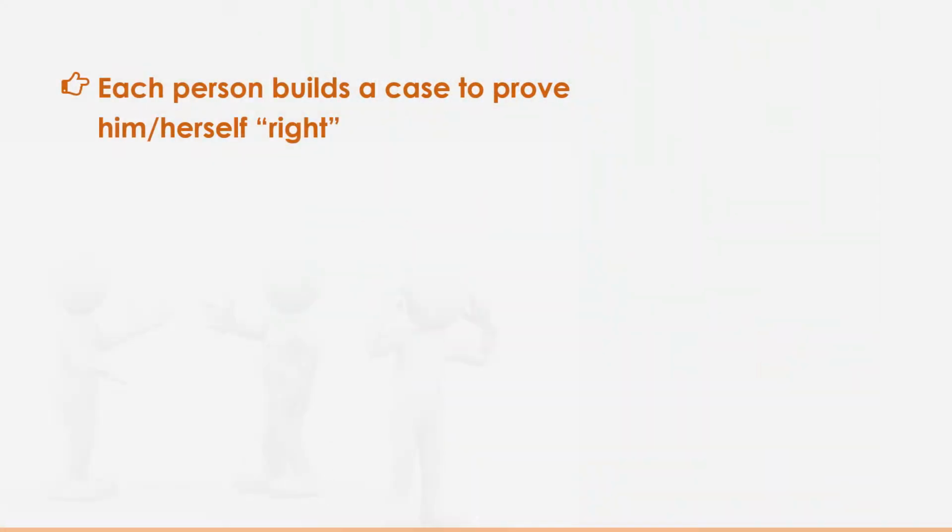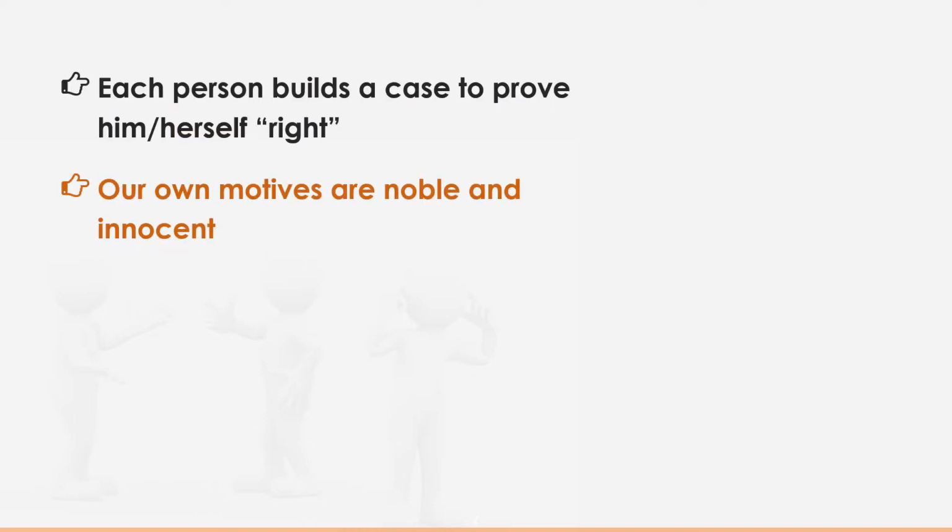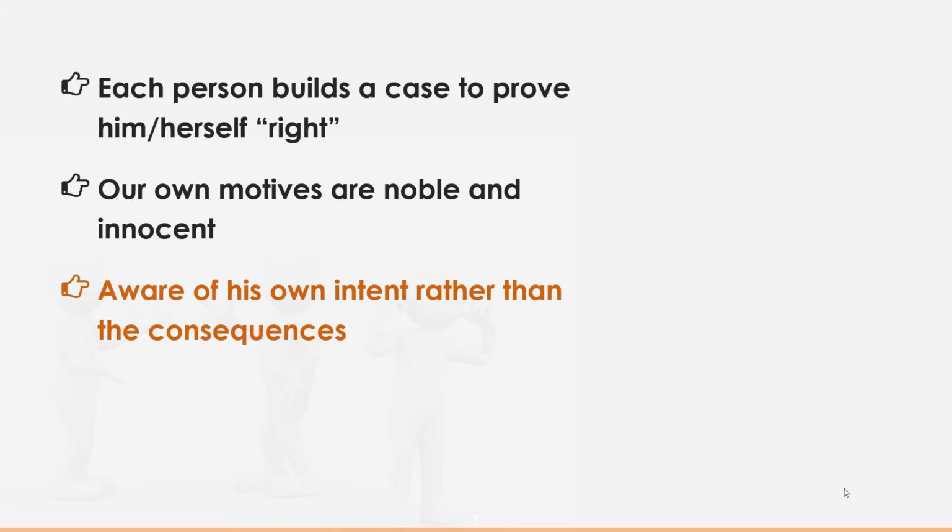First, each person builds a case to prove himself or herself right about his or her point of view, which also makes other people wrong. We perceive that our own motives are noble and innocent while accusing other people of bad intent. Each person is aware of his own intent rather than the consequences of his behavior. We focus on our intent rather than consequences.